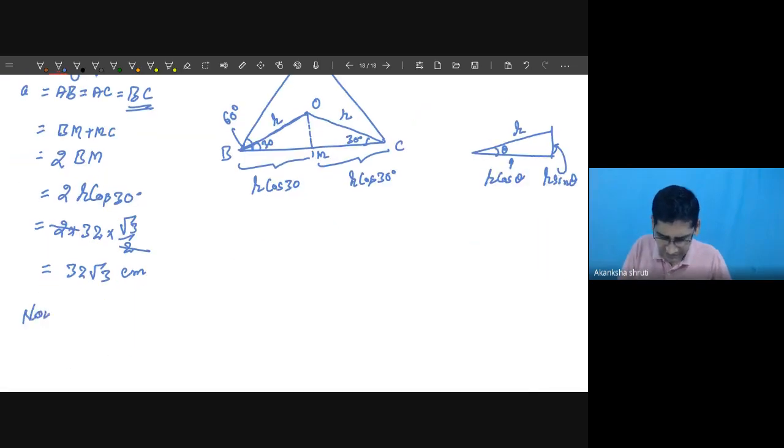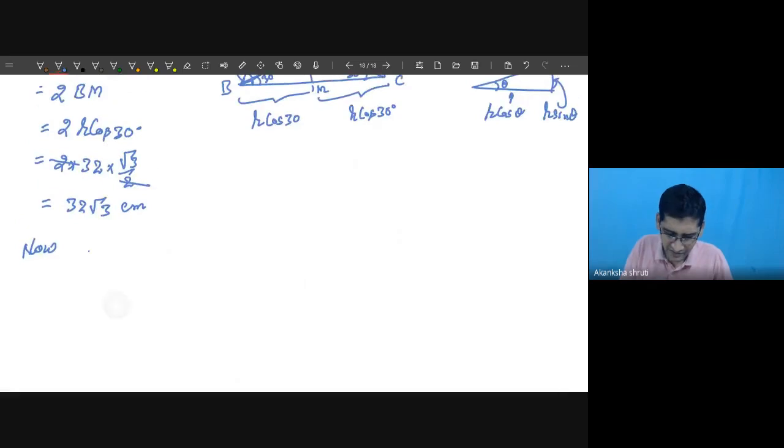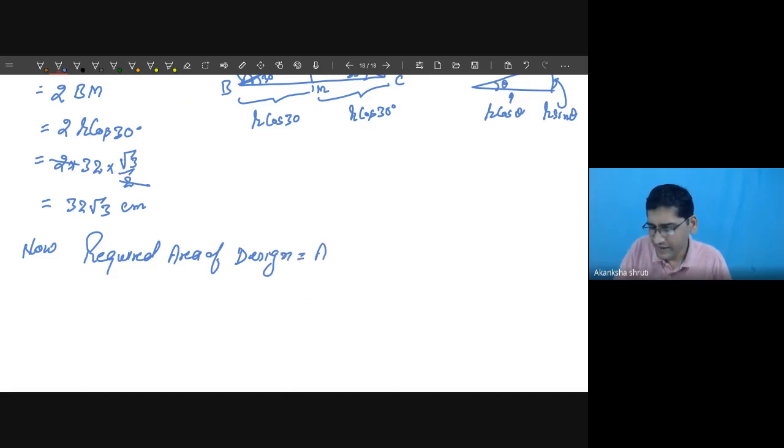Now the area of the required design is the area of the circle minus the area of the triangle that we have drawn here. Now the required area of design is equal to the area of circle minus the area of equilateral triangle.